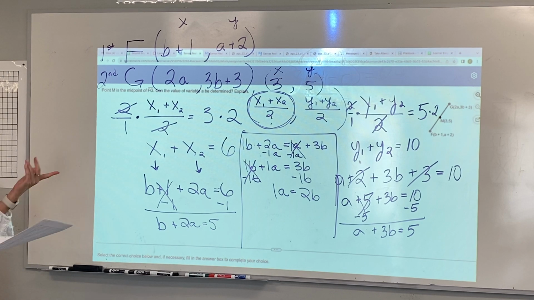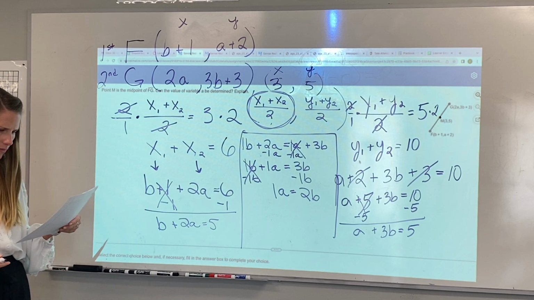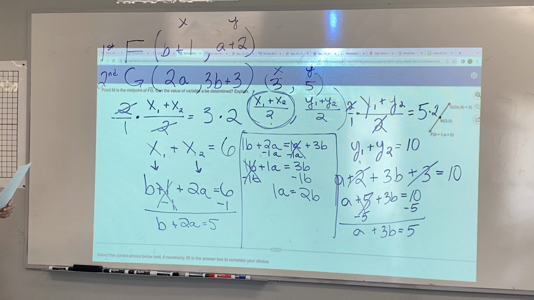What do I do with my 1 now? Do I need it there? No. Let me find my spot here. 1A equals 2B. Oh, I subtracted my B's.